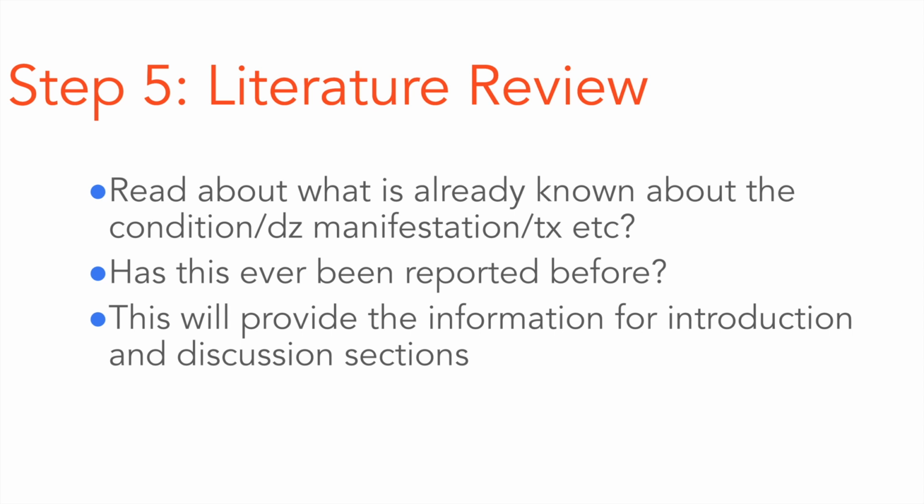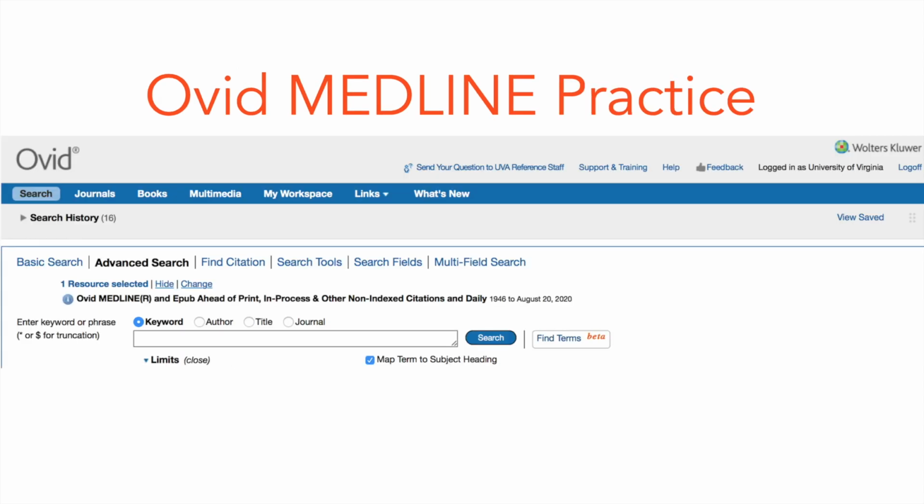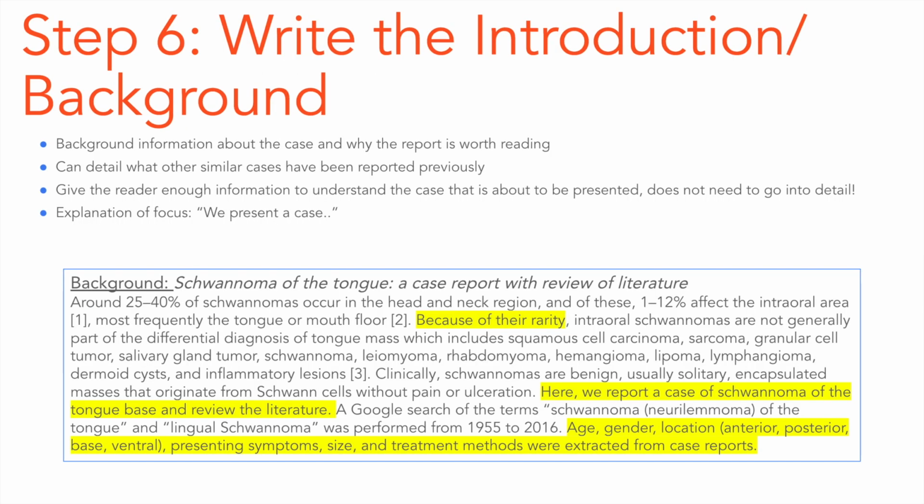This allows you to compare what happened with what is considered typical. Look for whether this presentation has been documented before and what the standard manifestations of the disease are. You can use tools like Ovid Medline, PubMed, and Open Evidence.